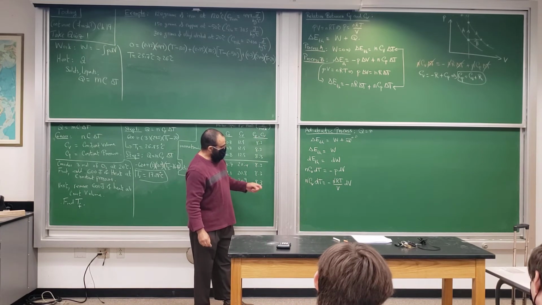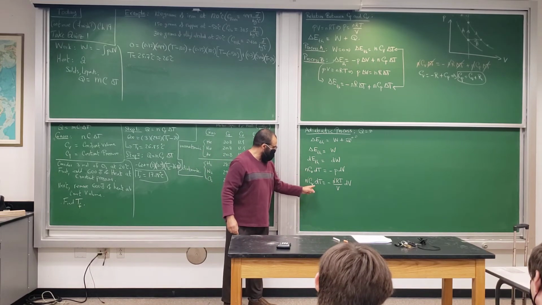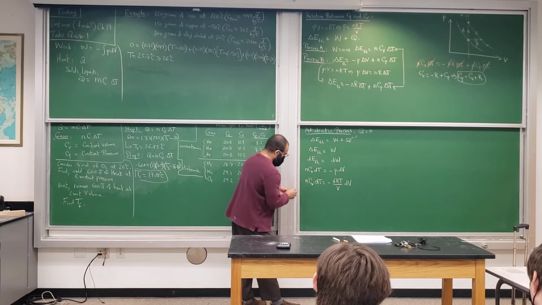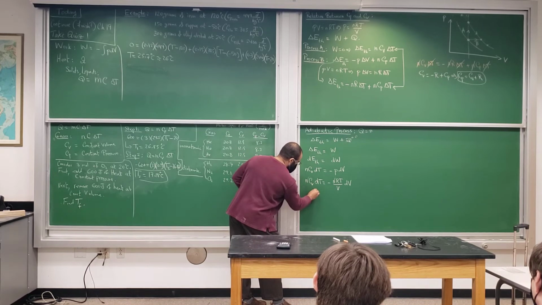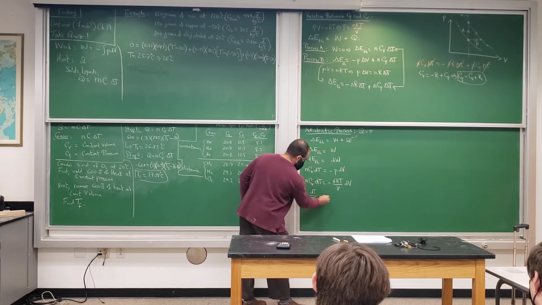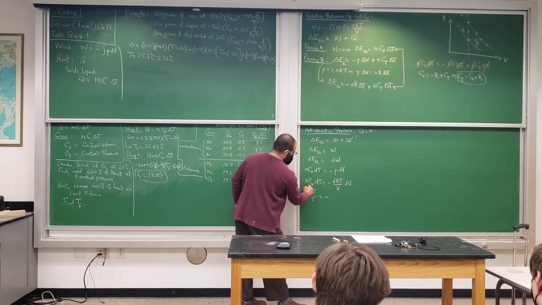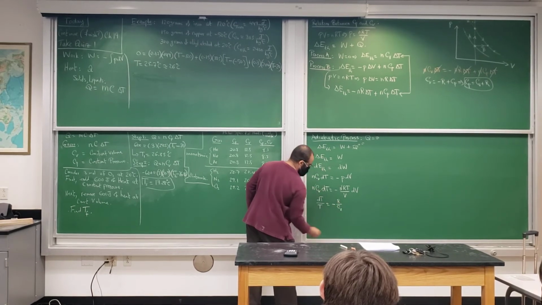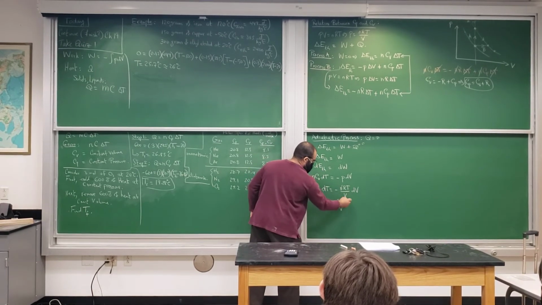Let's see. So divide both sides by T, and then both sides by CV. So you will get dT over T is equal to minus R over CV, and then dV over V, right?